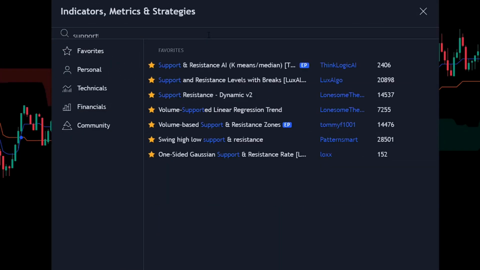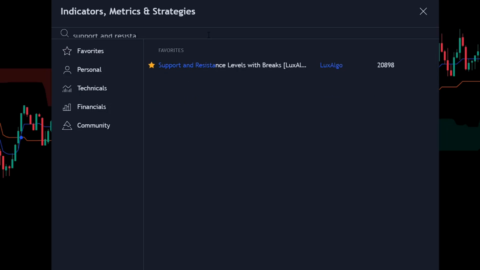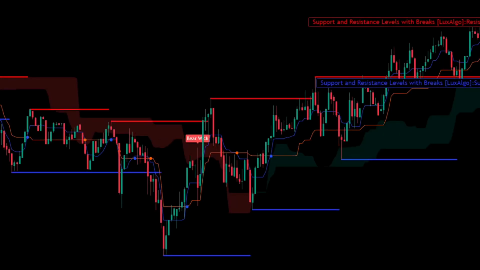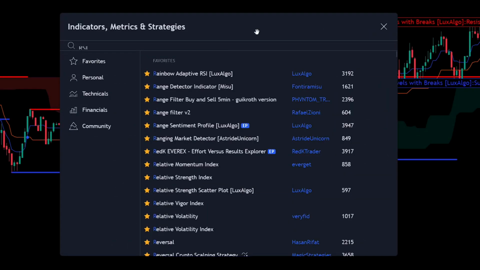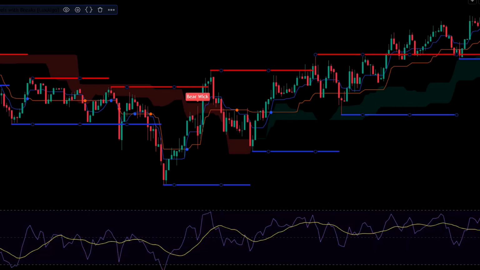2. Support and resistance with breaks. This gives us pivot points and identifies significant breaks using volume oscillator. Green or red labels indicate breakout points where we'll enter trades. 3. The well-known RSI indicator. This is crucial for exiting trades: oversold for shorts and overbought for longs.